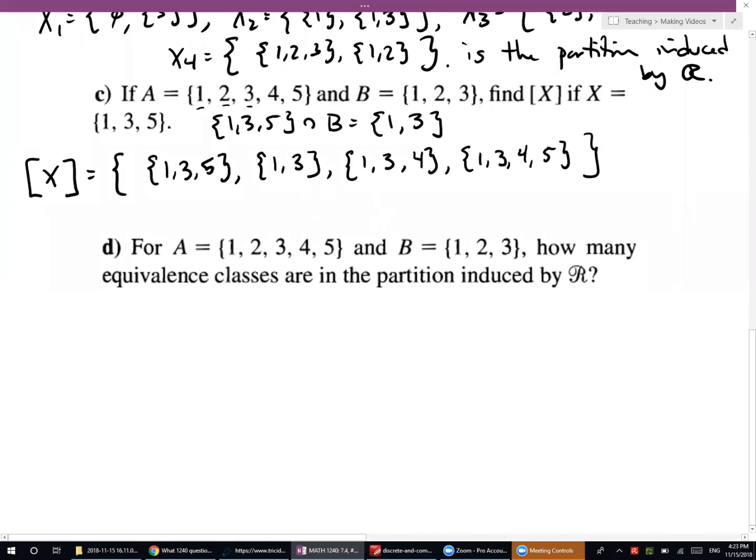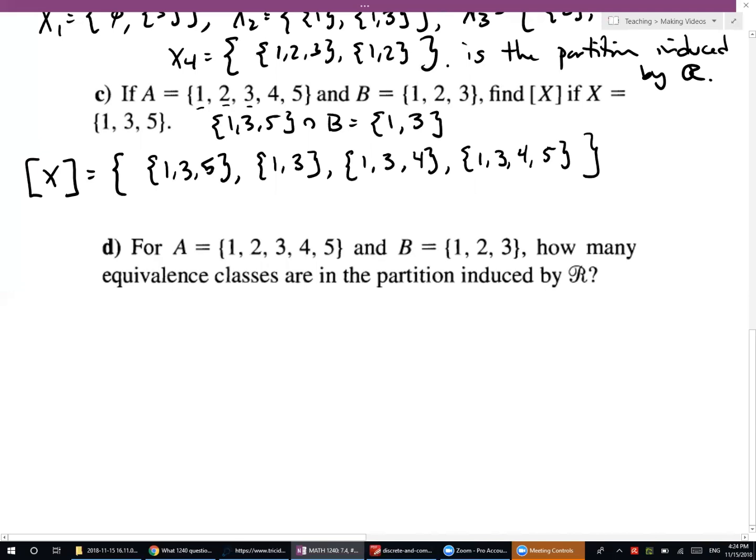Lastly, for A is the set 1, 2, 3, 4, 5, and B is the set 1, 2, 3, how many equivalence classes are in the partition induced by R? Now this is interesting. I could just go ahead and find them all, right? But I bet you, from what we just did, we got a hint. So the question is, because A is the same, B is the same, how many equivalence classes are there?